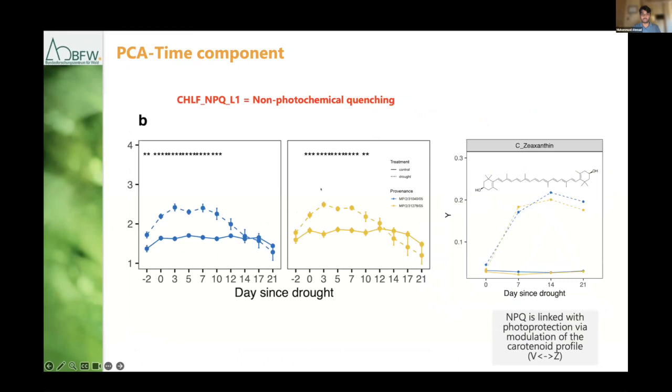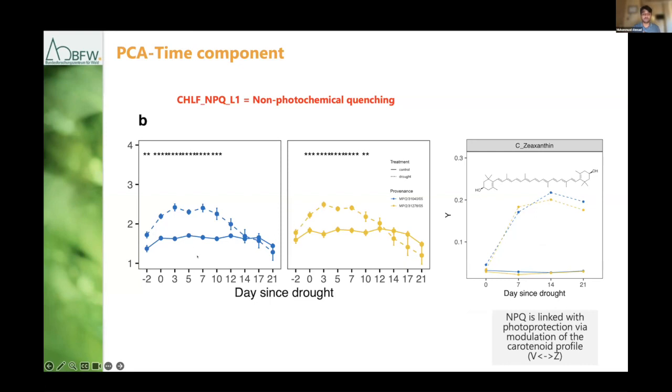And when we plot this trait for both populations, what we could see is that in the initial phase of the drought, the non-photochemical quenching is increasing, meaning that the plant is able to cope with the drought stress. But as we move along the drought stress, this ability of the plant declines, meaning that the drought stress is so severe that the plant is not able to cope any further with the drought stress.